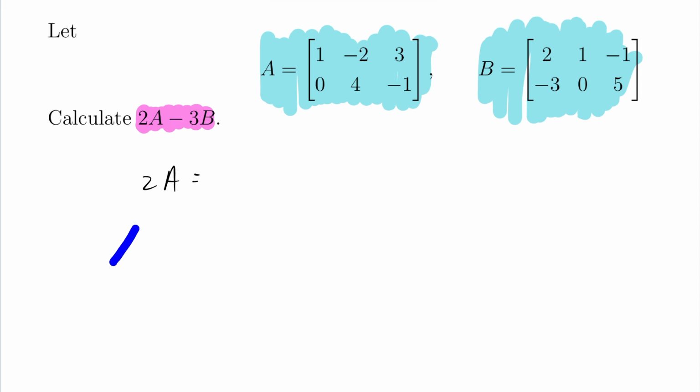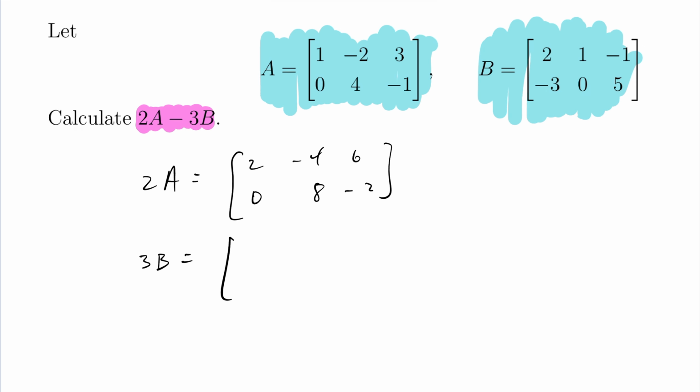All right, in this case here, we have a coefficient of 2 being multiplied by the matrix A. That coefficient of 2 is going to go to every single entry in the matrix that gets distributed through multiplication. So the matrix 2A just becomes 2, negative 4, 6, 0, 8, and negative 2. Likewise, for the next computation, we want to do matrix 3B. Again, we're going to triple all these entries. So this becomes 6, 3, negative 3, negative 9, 0, and 15.